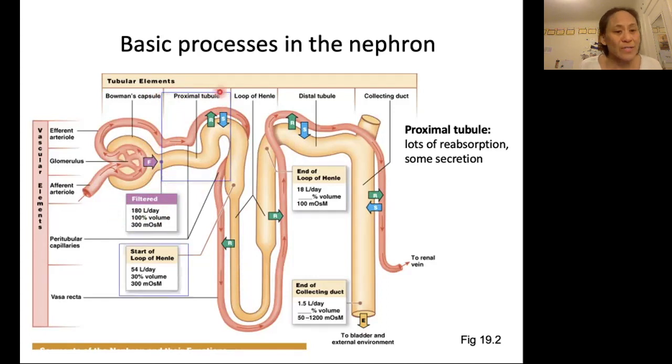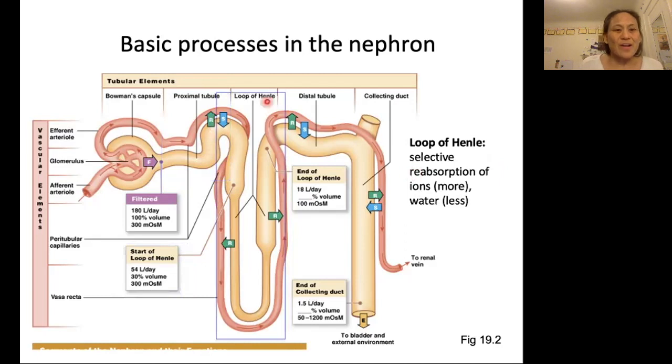And I want to point out, if you look at this figure here, okay, the start of the loop of Henle, what we see happening here is this is the volume of fluid that is entering the loop of Henle, 54 liters per day. If you compare that to how much fluid is filtering into the proximal tubule, 180 liters per day, you can see that a lot of that, right? So the difference between those numbers is going to be the amount that's being reabsorbed back as it moves through the proximal tubule. So that is a lot of reabsorption, okay? We also have some secretion happening in the proximal tubule.